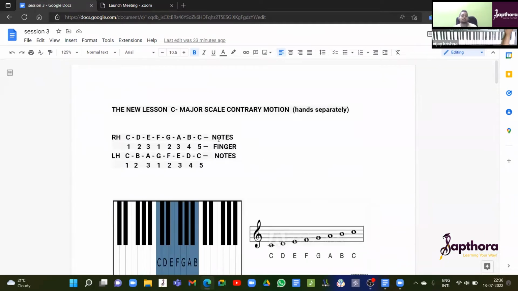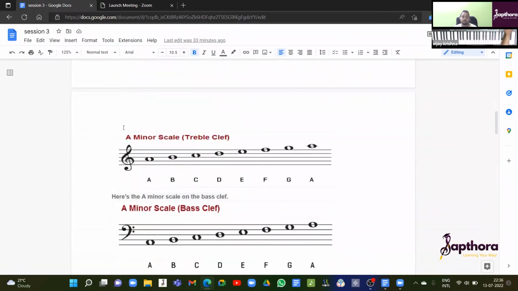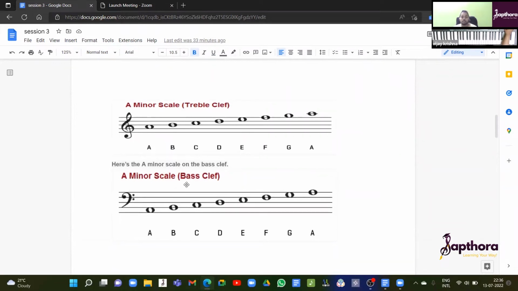This C major scale is very important to remember because we are learning the relative scale to the C major today. That is called the A minor scale. Here you can see the treble clef mentioned in the bracket, and down here, the A minor scale, bass clef mentioned in the bracket.